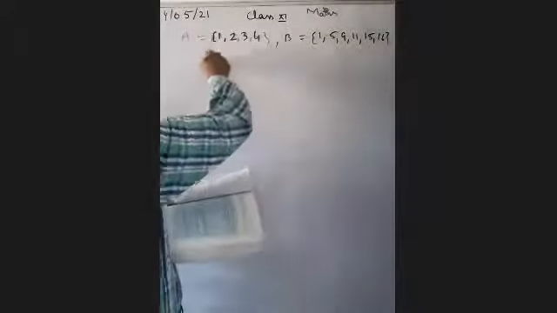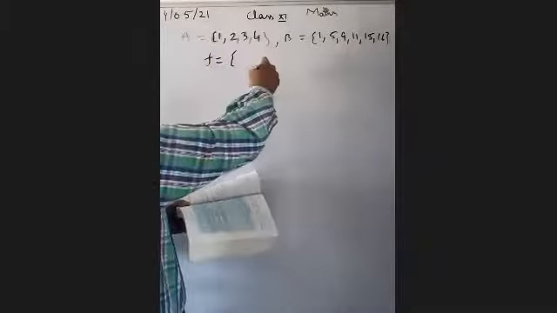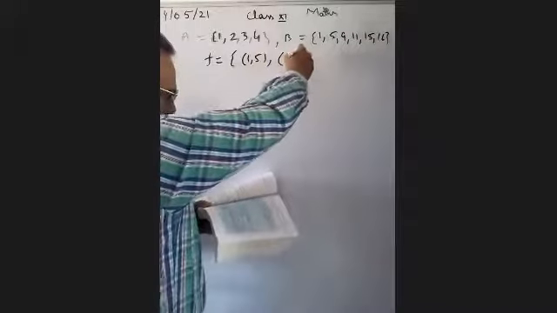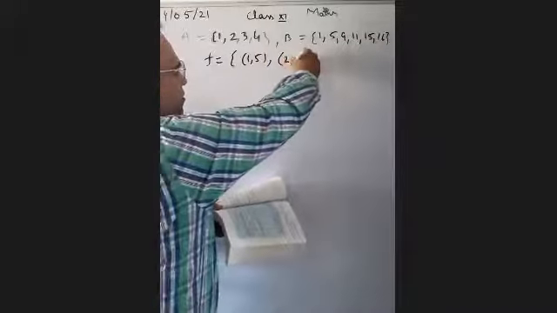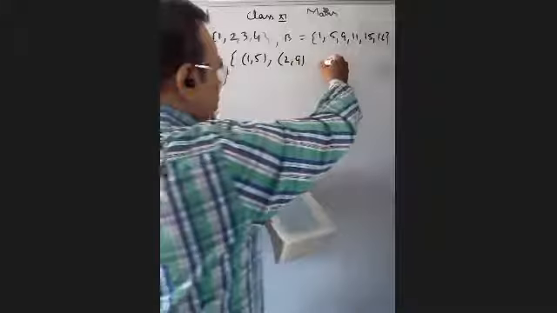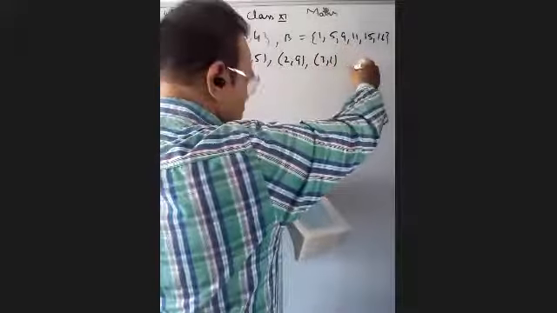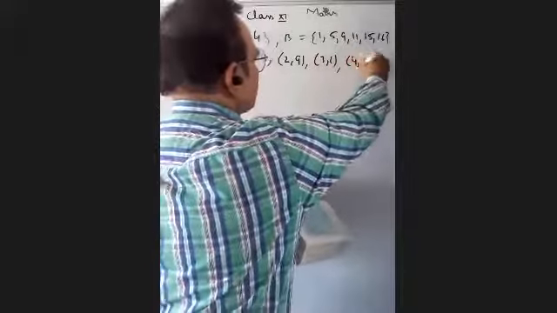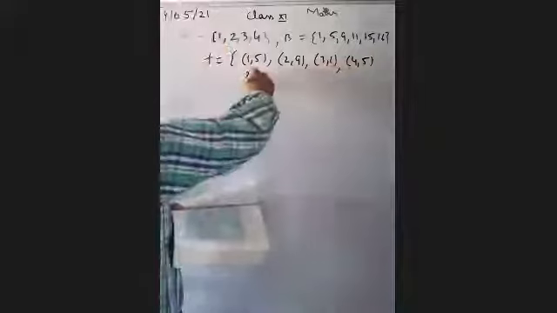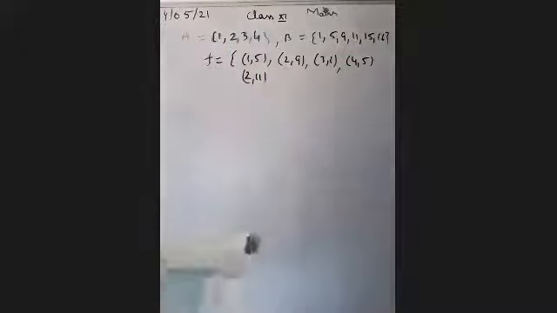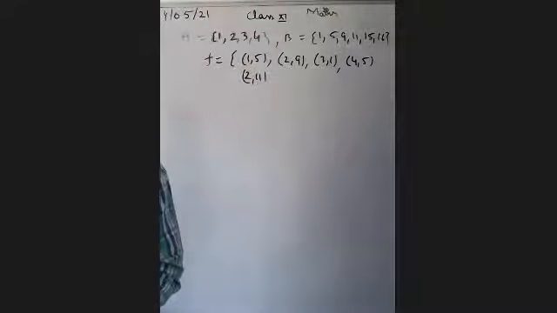Okay. They have given you function f. What is the function f? Its elements are (1, 5), (2, 9), (3, 1), (4, 5), (2, 11). Are the following true? F is a relation from A to B. F is a function from A to B.